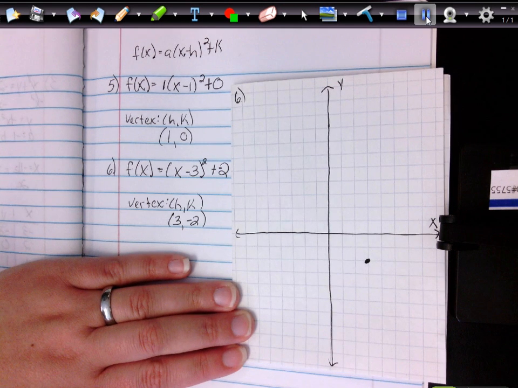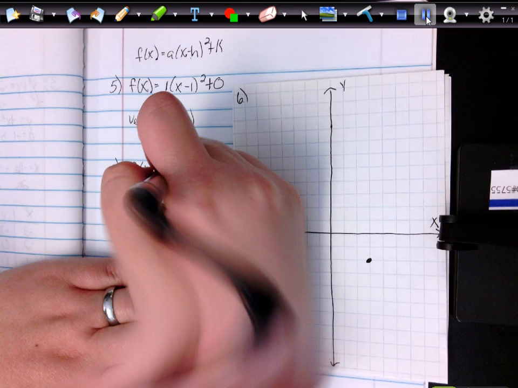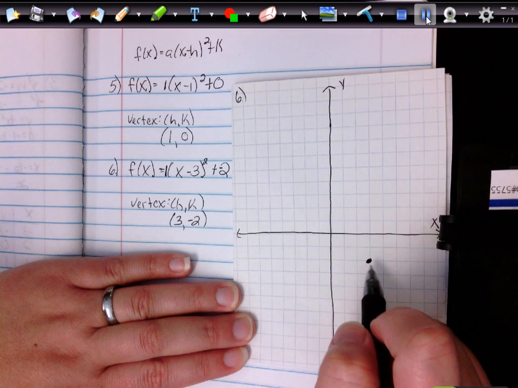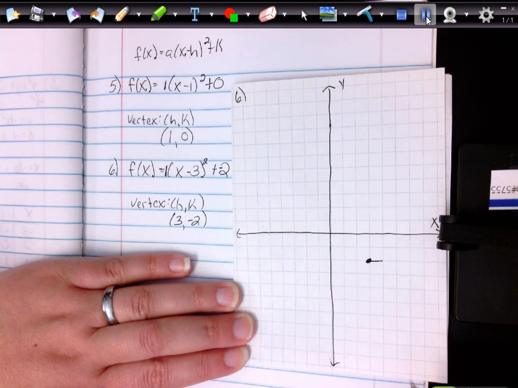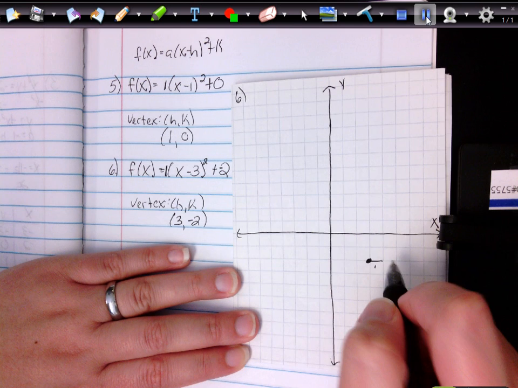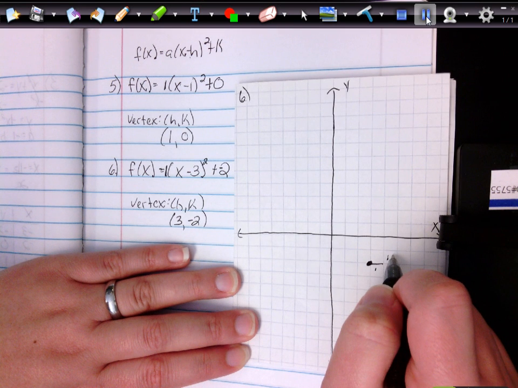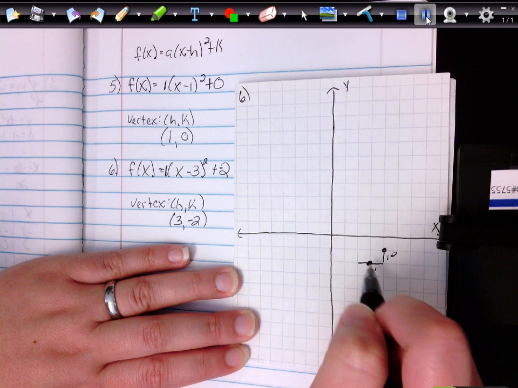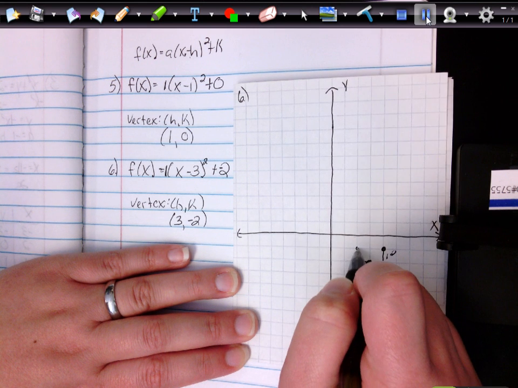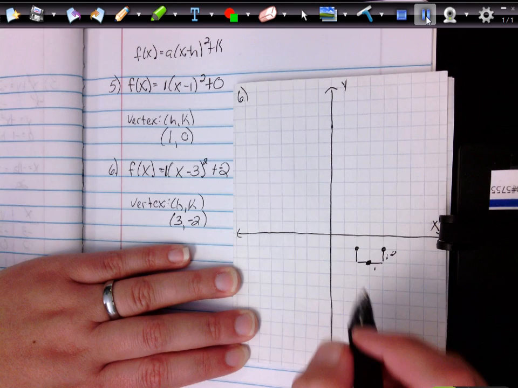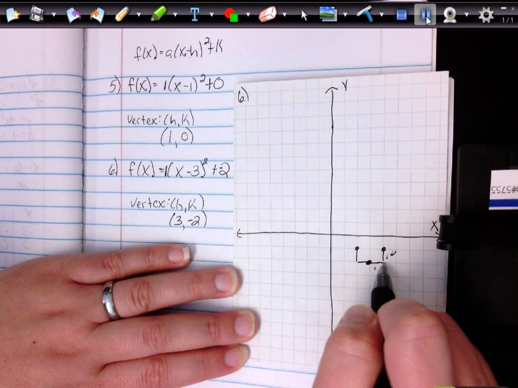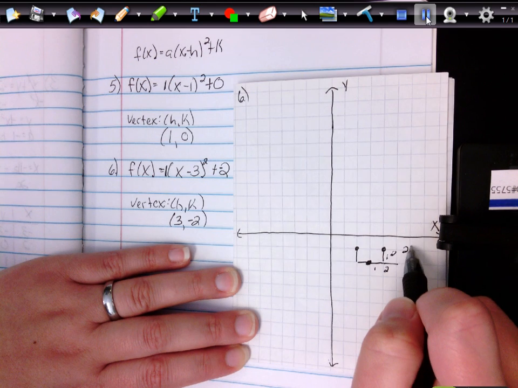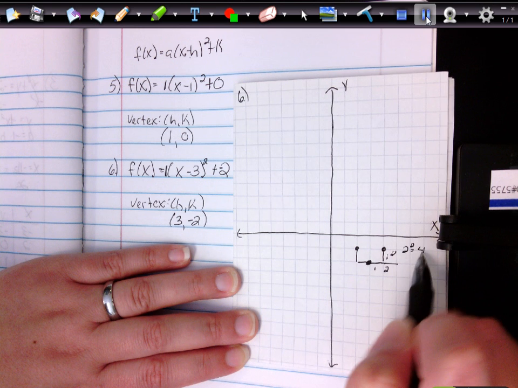Then we need to look at the number in front of the parentheses. There's nothing there, so it's a 1. So it has a standard graph or standard stretch, which again means if I go to the right 1 space from the vertex, then I'm going to square 1. And 1 squared is 1, so I'm going to go up 1. Same thing here, if I go left 1 and up 1, I get my next 2 points. Then if I go over 2, then to figure out how much I go up, I square 2, and 2 squared is 4, so I'm going to go up 4.